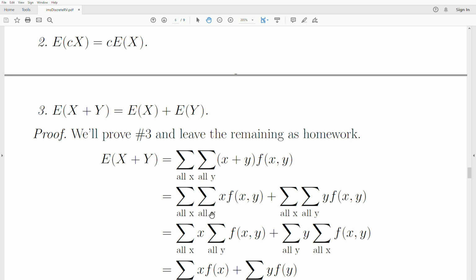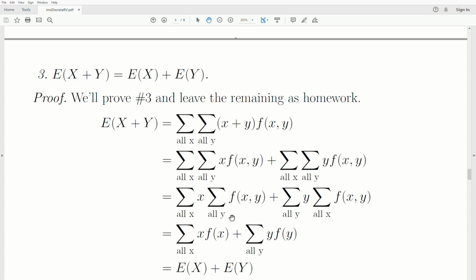Well, when you sum over y, x is not involved, so we can take it out of that sum. And here, if we switch the order, summing over x first and then y, we can take that y to the outside, and that's what we do here. Then when you sum over a variable of a joint density, it's like getting rid of it.